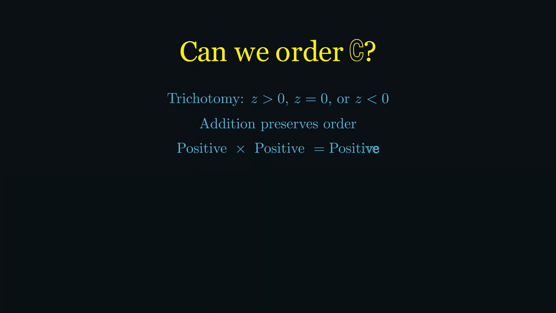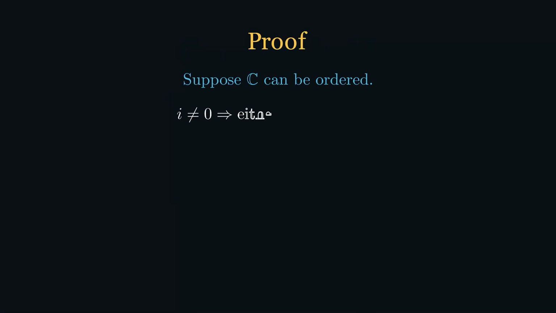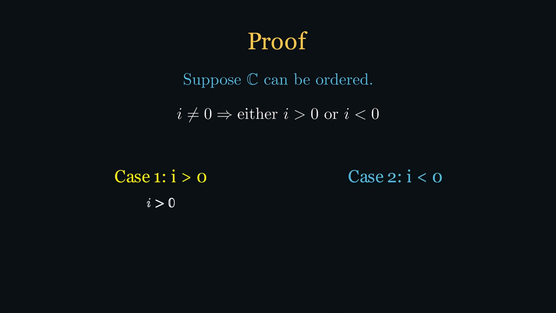Can we define less than for complex numbers the way we do for reals? We want an ordering that satisfies the axioms: trichotomy, addition preserves order, multiplication by positives preserves order. The answer is no, it's impossible. And the proof is short enough that I want to show you why. Suppose we could order C. Then, since i is not 0, trichotomy says either i is greater than 0 or i is less than 0.